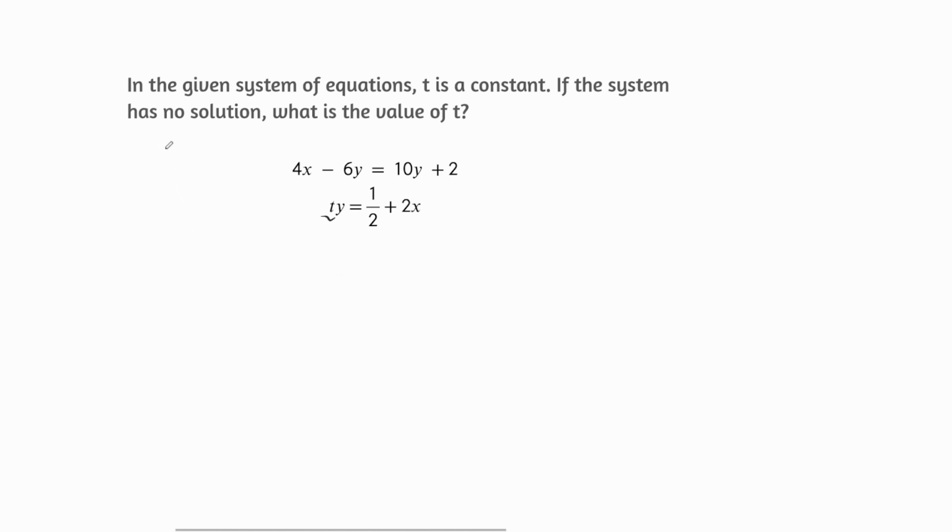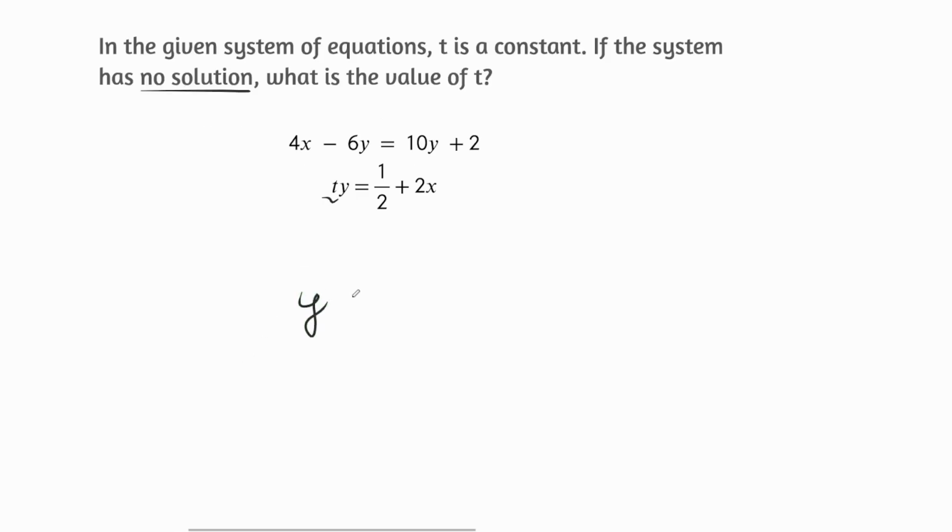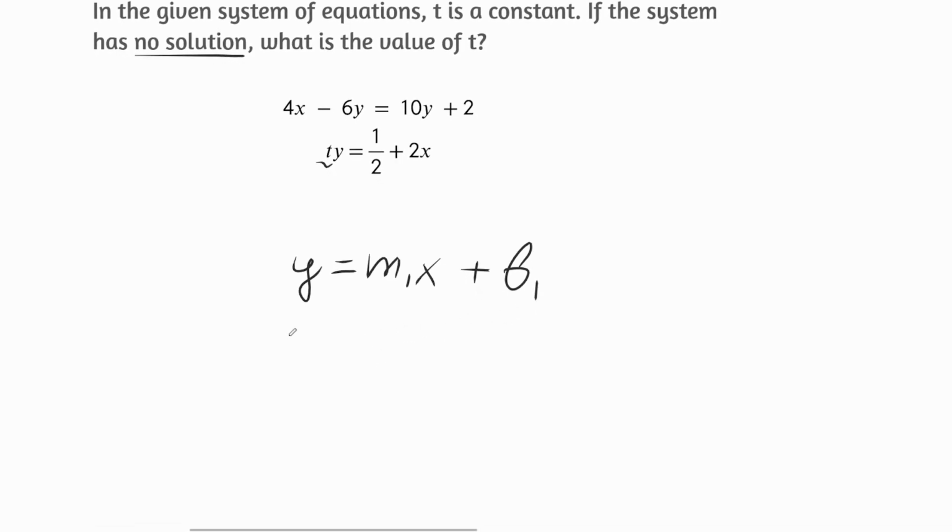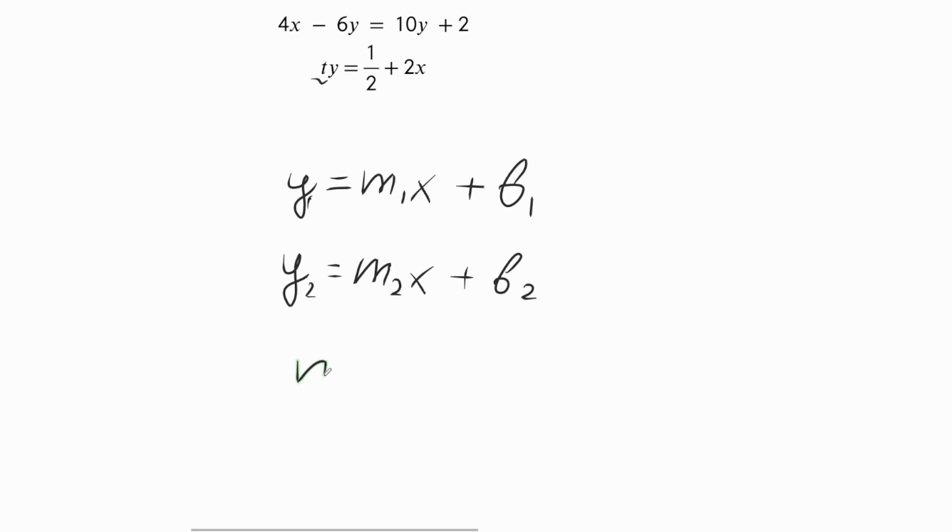First we want to identify the criteria that we are looking for. It says that the system has no solution. What does it mean? A system of two linear equations has no solutions when the two lines are parallel and have different y-intercepts. Let's say y1 and y2 are the two lines we're looking at. The criteria for the system to have no solution would be m1 equals m2 and b1 does not equal b2.